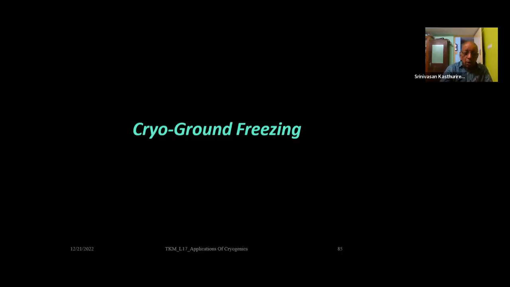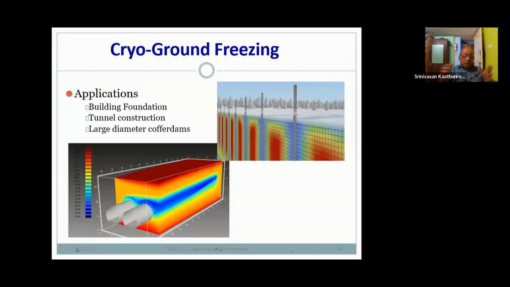Now we're coming to ground freezing. So why do we freeze? If I freeze that zone, then it's easy for me to remove the material over there, and for applications of building construction, etc. So it will help to make tunnels or holes in that area. So that is the advantage.